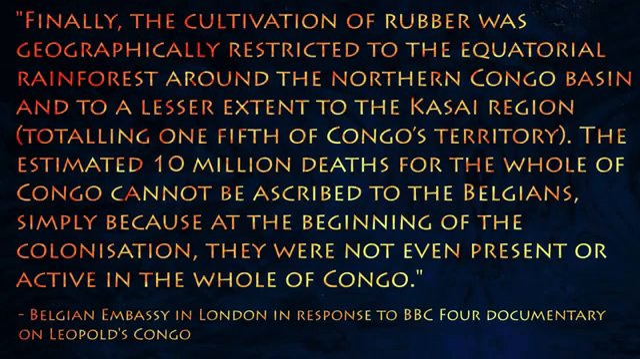According to the Belgian embassy in London, quote, "Finally, the cultivation of rubber was geographically restricted to the equatorial rainforest around the northern Congo basin and to a lesser extent to the Kasai region, totaling 1/5 of the Congo's territory. The estimated 10 million deaths for the whole of Congo cannot be ascribed to the Belgians simply because at the beginning of the colonization, they were not even present or active in the whole of the Congo."